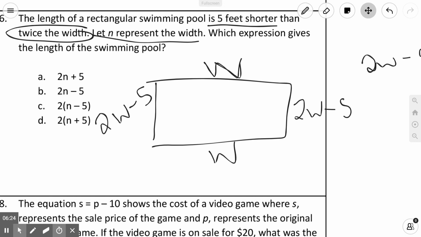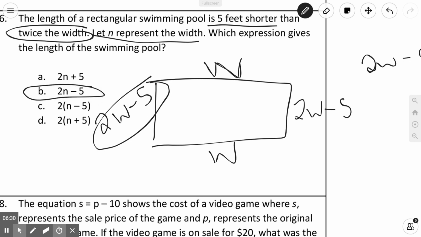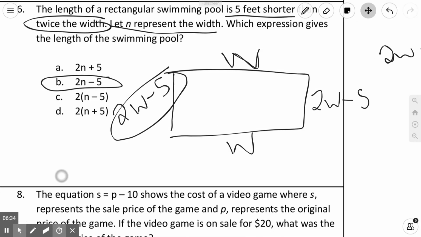Ooh, it only asks for the length. Dang, I was about to find perimeter. It's just 2W minus 5, or 2N minus 5. Be careful reading these so that you don't do what I almost just did.